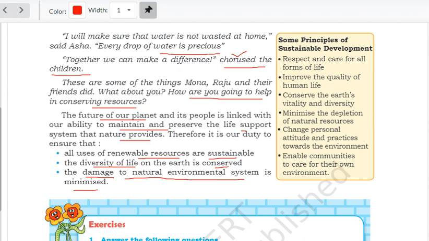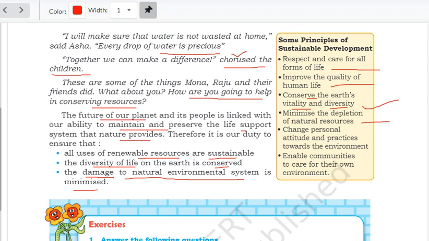Some principles of sustainable development: respect and care for all forms of life. We need to respect and care for all the forms of life available on the earth. Improve the quality of human life. Conserve the earth's vitality and diversity. Minimize the depletion of natural resources. Save the resources from depletion.